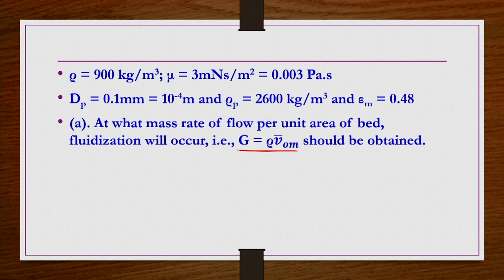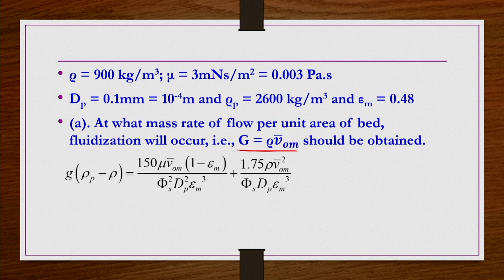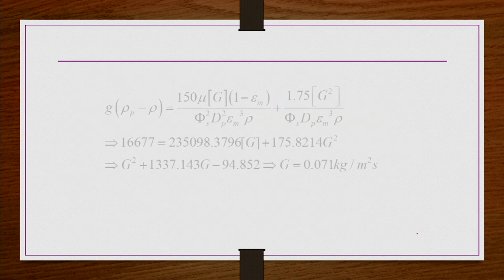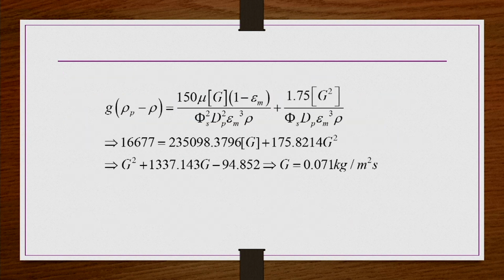So, that is density multiplied by minimum fluidization velocity, that we call the mass velocity or G. Whatever this equation is here, you multiply by rho and divide by rho on the right hand side. So, rho Vom bar you can write as G. In terms of G you can write this equation like this. Now, except G everything is known. So, you substitute all the values, then you get this equation. When you solve this equation you get G equals 0.071 kg per meter square second.